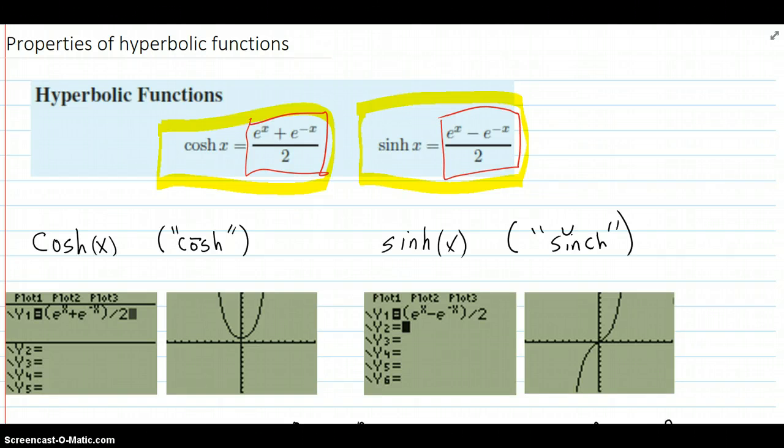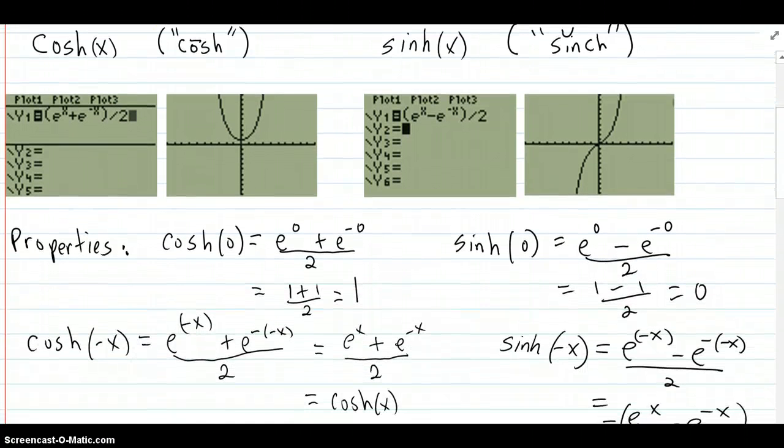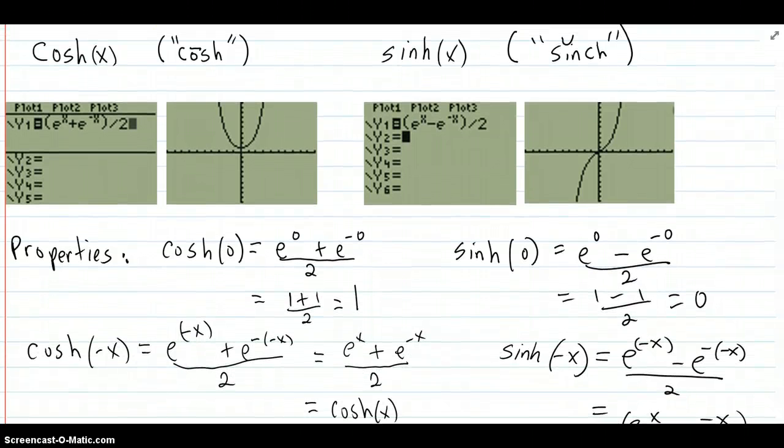So here we have the graph of the cosh of x right here. Here's the graph over here. And this is how you enter it into your calculator for the cosh. And right away you can see that there's a point at x equals 0, y equals 1. And you can see that here.